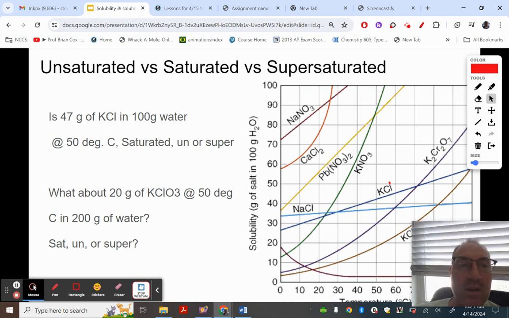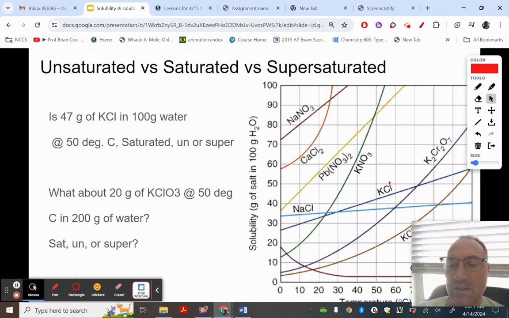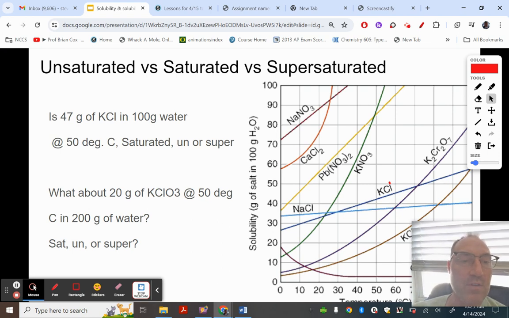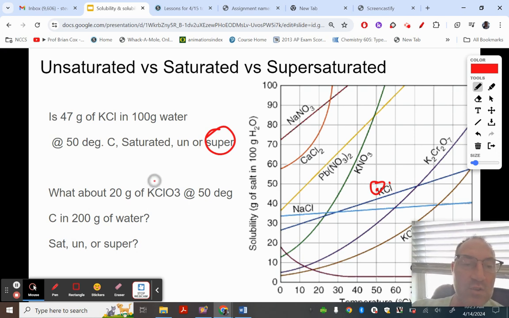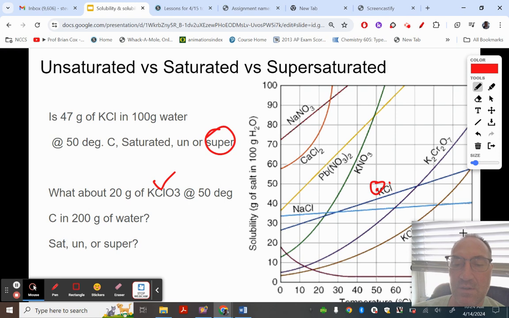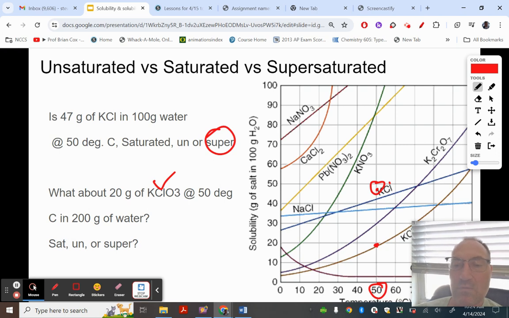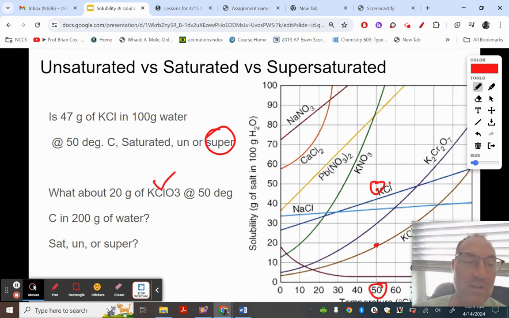All right, now, I love these questions where they ask you, is it saturated, unsaturated, or supersaturated? Okay, so let's find 47 grams in 100 grams of water. That's right here at 50, so that's right about here. Do you guys see that's over the line right here? So that means it's supersaturated. And what about 20 grams at 50 degrees Celsius? So here's 50, and here's KCl, and at 50, it's really close. So it's probably just slightly supersaturated.